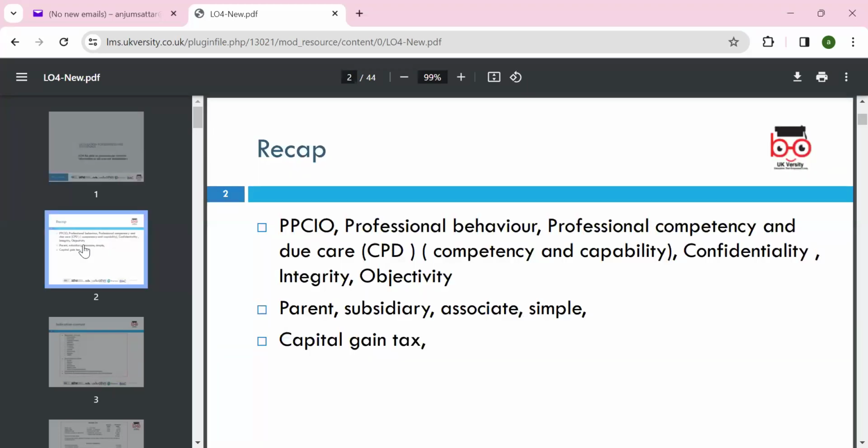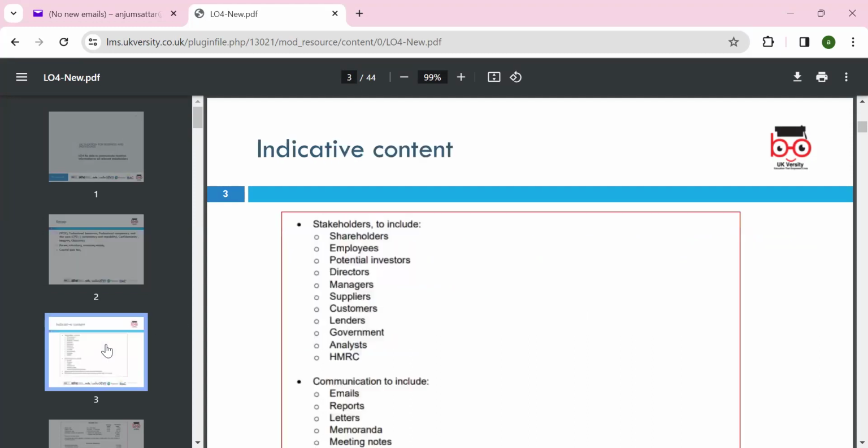So in the previous lesson, we discussed popular people chat in offices. We had a discussion about competencies, capabilities, confidentiality, integrity, and parent, subsidiary, associate, capital gains tax, and we discussed individuals as well as businesses, and corporation tax.